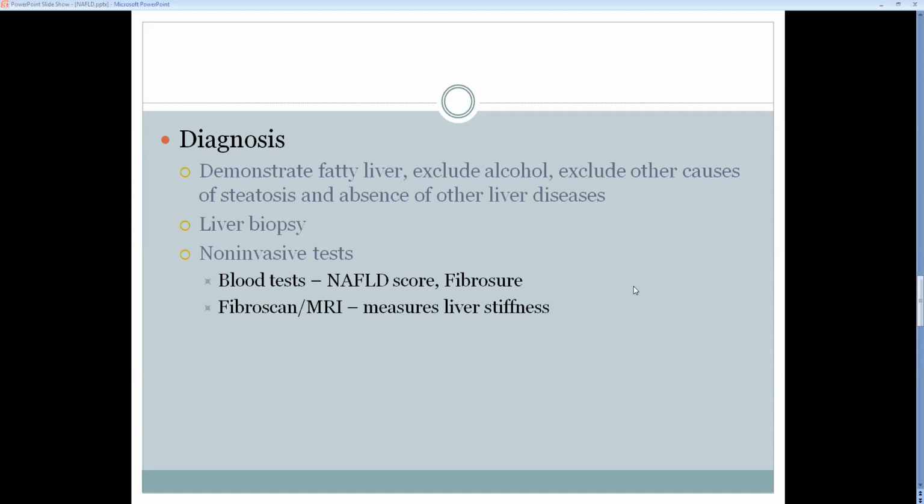You have to exclude other causes of steatosis. There are other conditions that can lead to fatty buildup. Patients who are on long-term steroids can get fatty buildup of the liver. Patients who are on prolonged intravenous nutrition can get fatty liver.